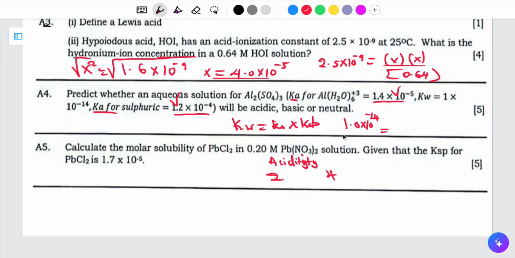So we have 1.2 multiplied by 10 to the power negative 4. We also have 1.4 multiplied by 10 to the power negative 5. So this one is the smallest, meaning to say this is more acidic than this one. So the one which is contributing to the acidity is this one here, which is the hydrated aluminium ion. Is the one which is contributing. So meaning to say this is basic and this is acidic. Of course, both are acidic, but which one here is more acidic?